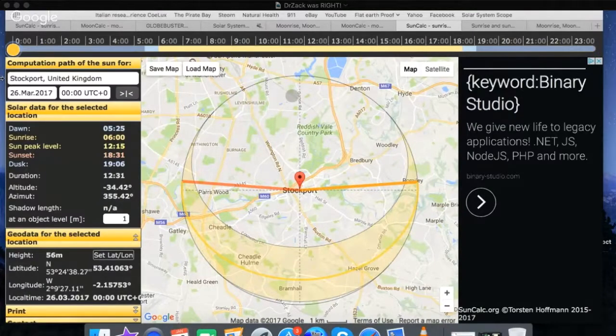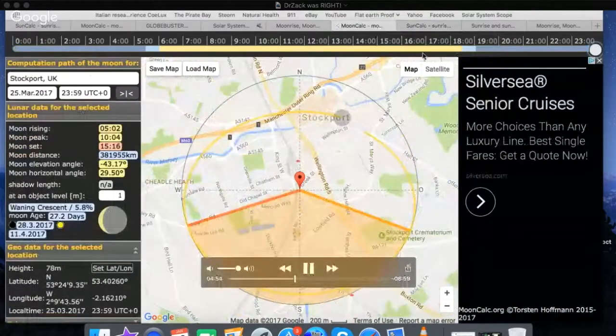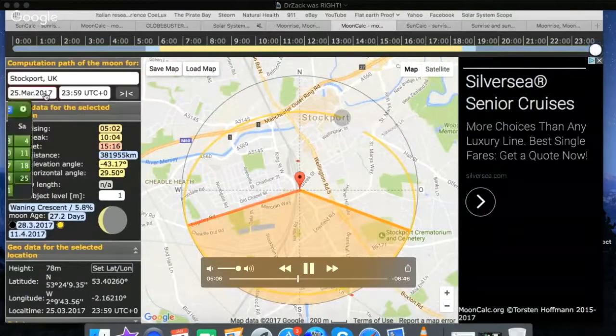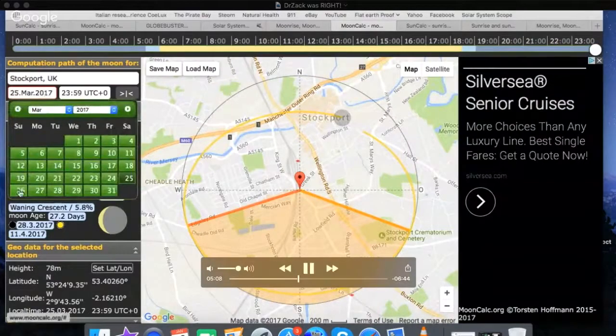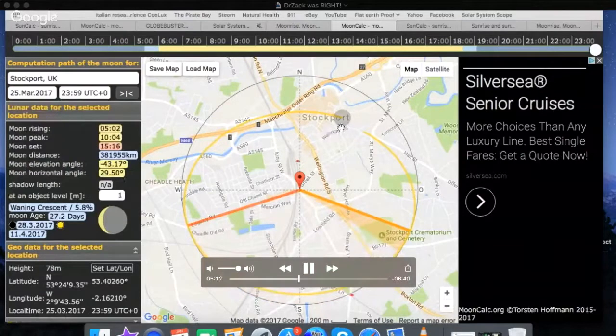Perfect. Now let's do the same with the moon. Where will the moon be at the end of the 25th? It would be here. ORT. C-O-R-T, Stockport. Okay, now we'll do the same thing. We'll move to the beginning, the 26th. Oh, wait, before I do, ORT, there.